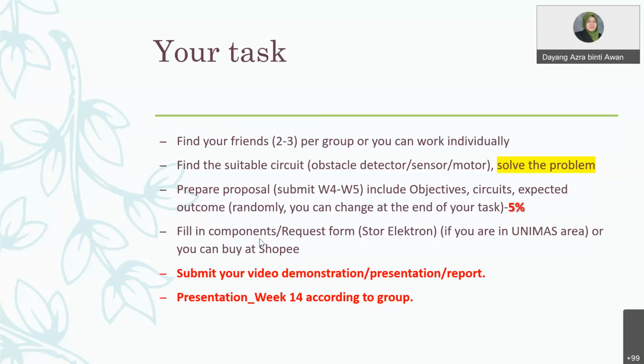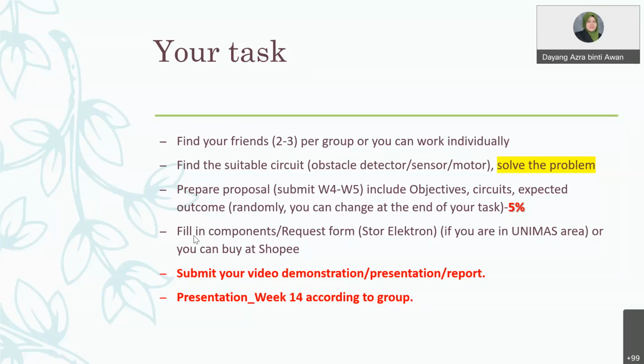So fill in the components request form. If you have a component that you want to request, I will give you the form. If you are located in Kuching or Samarahan, or you have a sister or are already in the Unimas area, you can fill in the form and give it to me via WhatsApp or email. I will get it for you, and once everything is okay and available, I will inform you to collect it. If you are located outside the Unimas area, outside Kuching, outside Samarahan, you can buy it at Shopee.